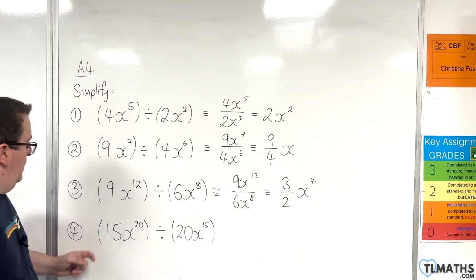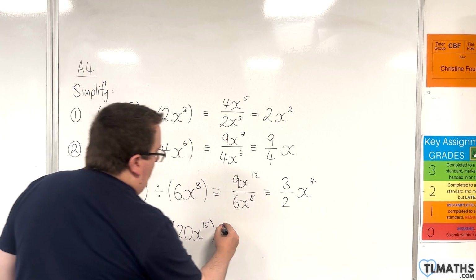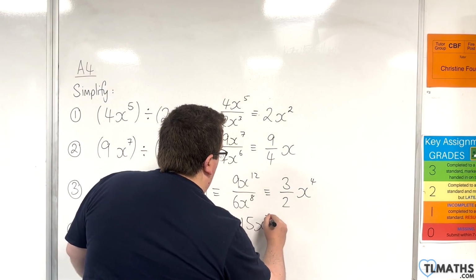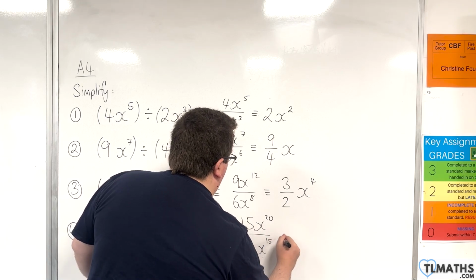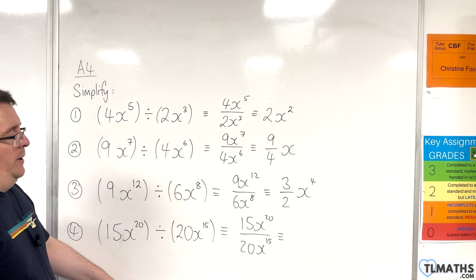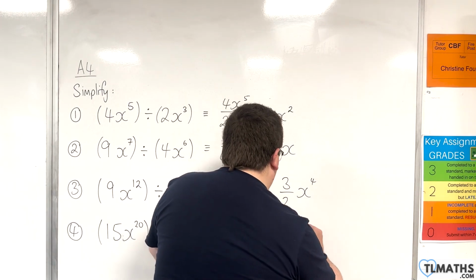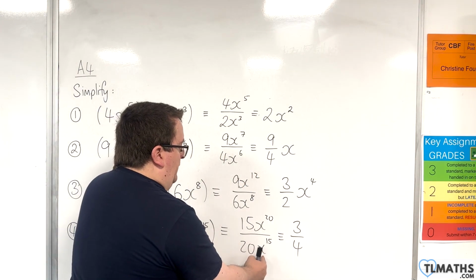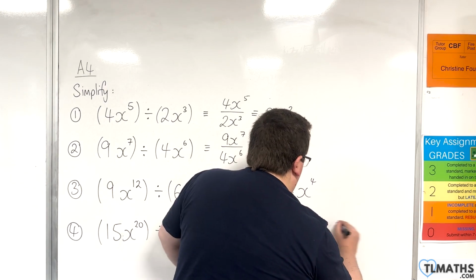Number 4, we have 15x to the 20 divided by 20x to the 15. So write it as a fraction, 15x to the 20 over 20x to the 15. So 15 over 20, we can divide top and bottom by 5, and so that would be 3/4. Then we have x to the 20 over x to the 15. 20 take away 15 is 5, so x to the 5.